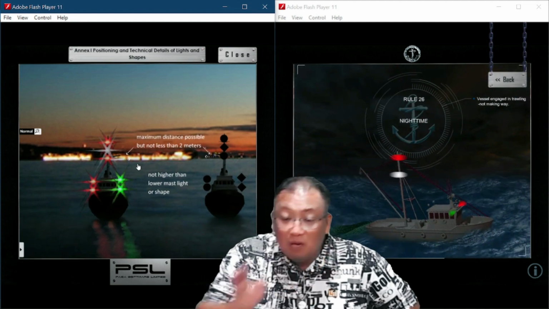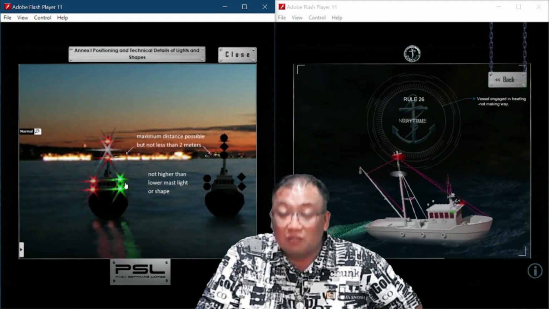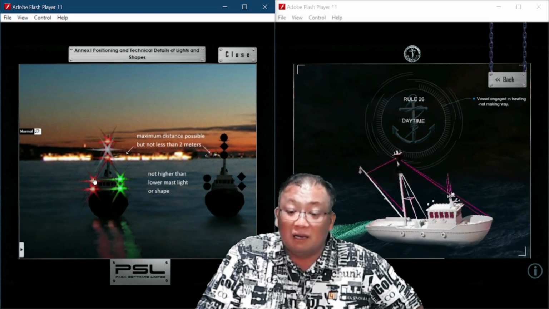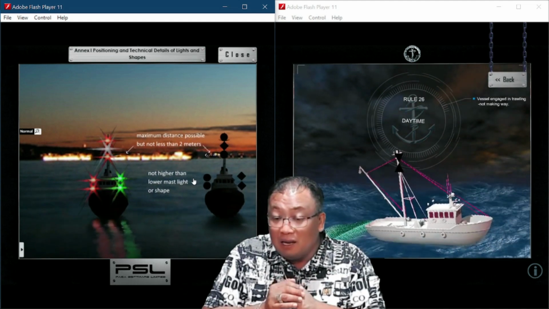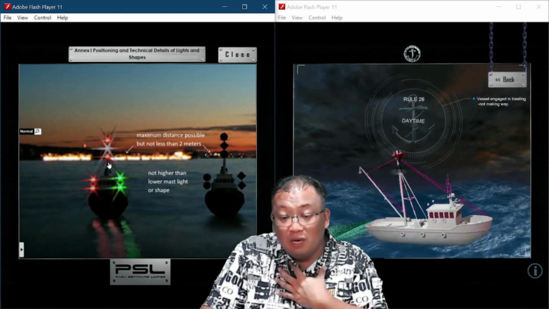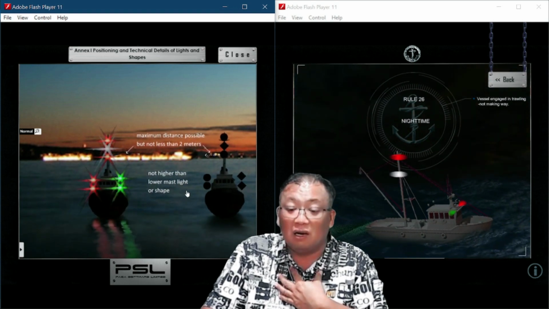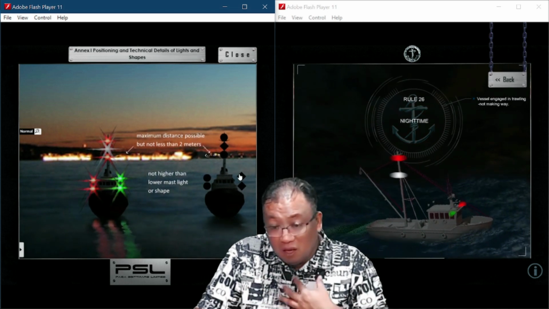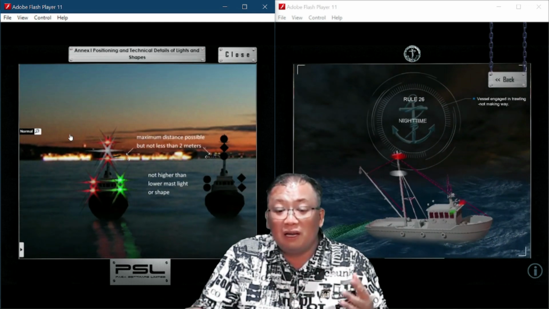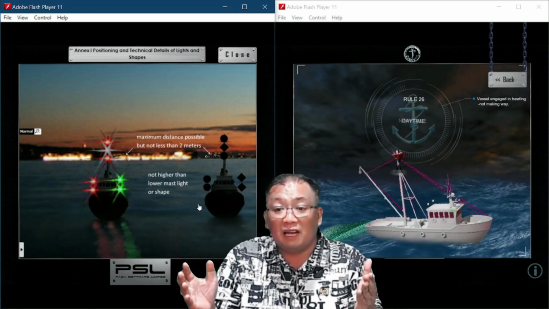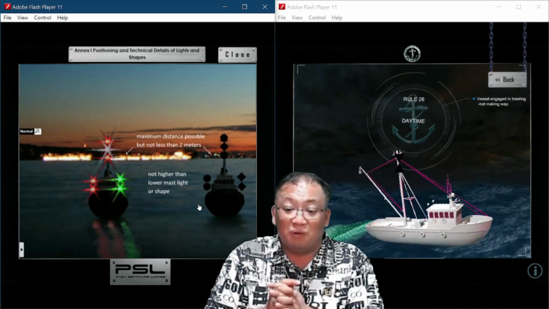Okay, so we're talking about horizontal distance. The maximum distance possible, not less than 2 meters. We're talking about the green distance to the center line and the red distance to the center line. Not higher, and the vertical placement. They are not higher than the lower masthead light or shape. So, where is the lower masthead light or shape? Here. Not higher than the lower masthead light or shape. I have to show you the daytime because of the 4 Bravo, because it's very easy for you to see that even in the daytime, the distance of shapes, we're talking about shapes, are also defined.